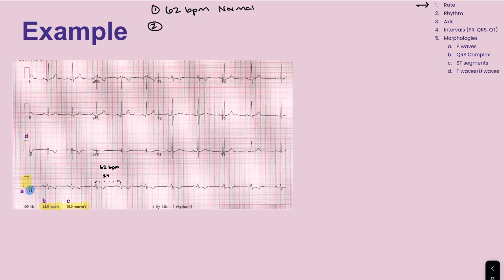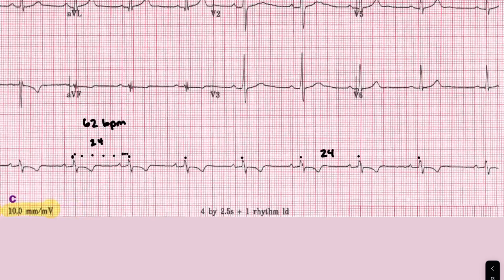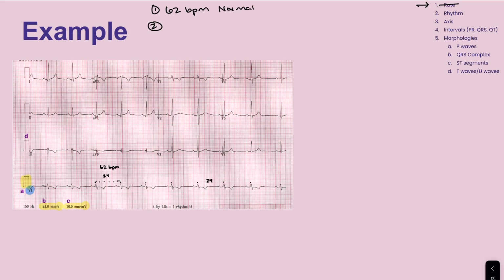The next thing we're going to do is rhythm. For rhythm, we're going to look at the distance from R to R. If we look at our rhythm going across here, we're going to say that these look relatively the same. If we were to count out here, we would see another 24 small boxes. And so our rhythm, we're going to say, is regular.